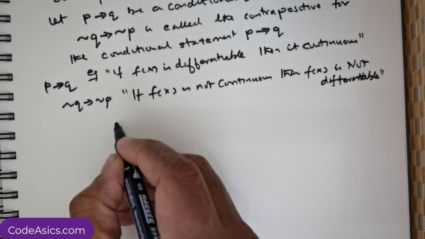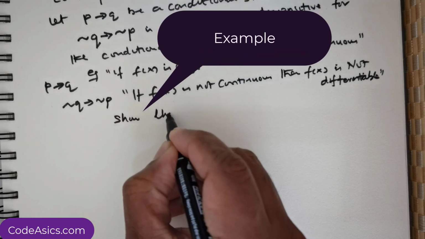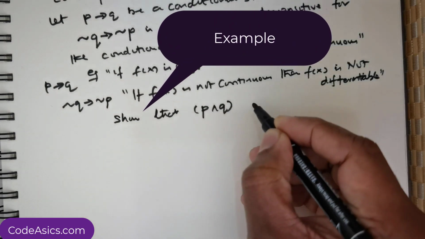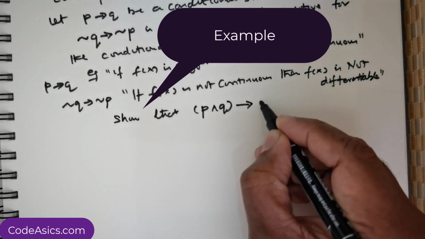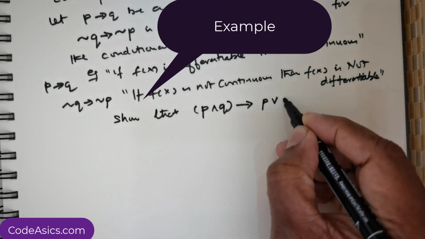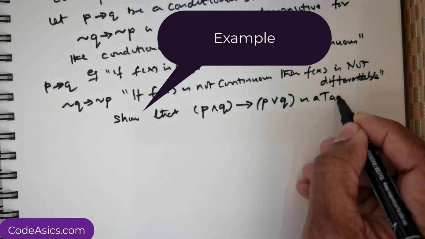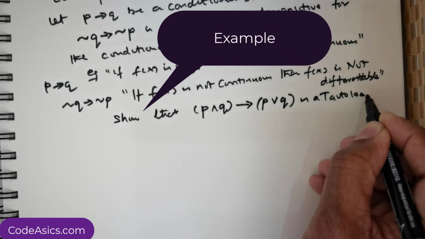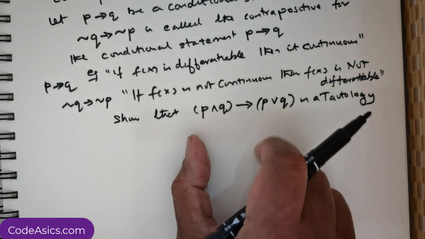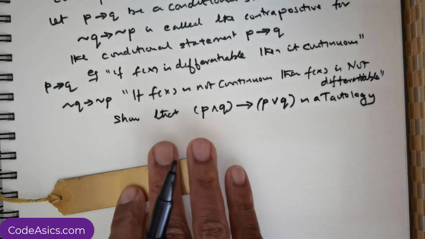So we got a beautiful question. Let's do this question. The question wants us to show that P conjunction Q conditional P disjunction Q is a tautology. Now, this is a beautiful question. Whatever we have studied so far is embedded in this question. So let's draw the table.